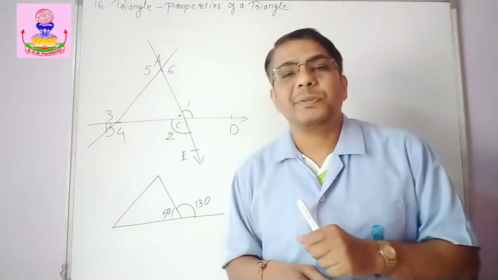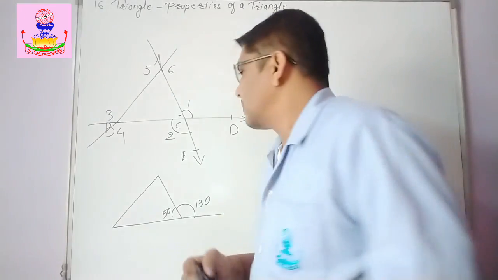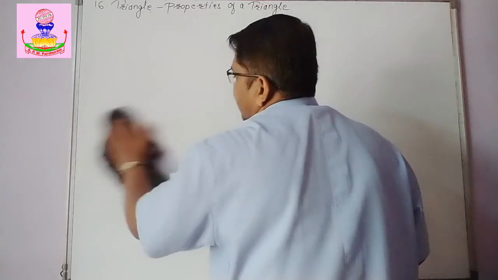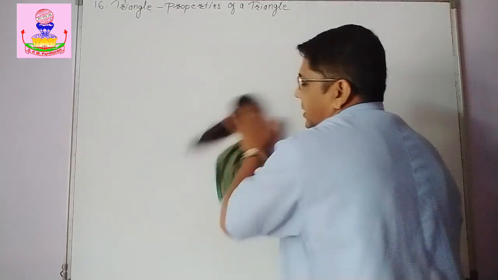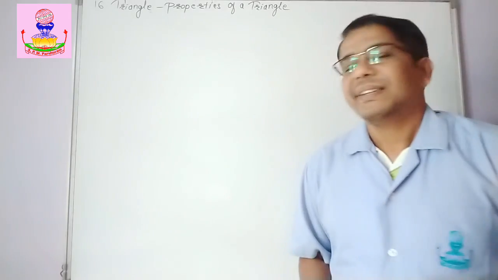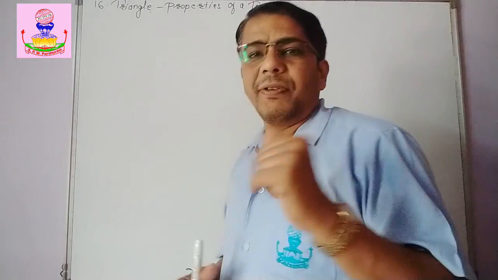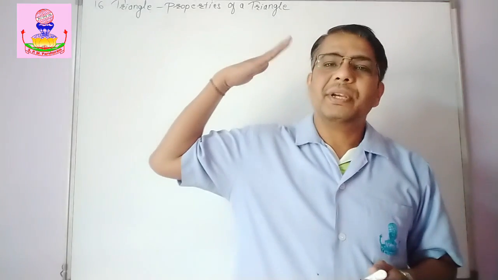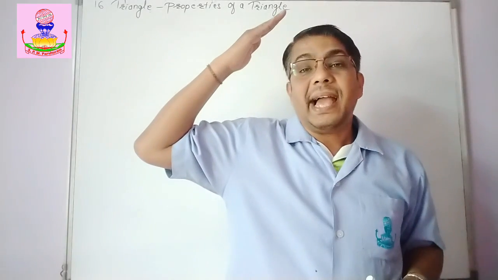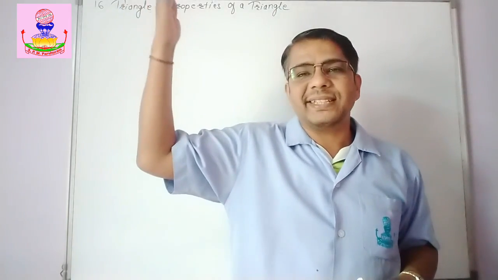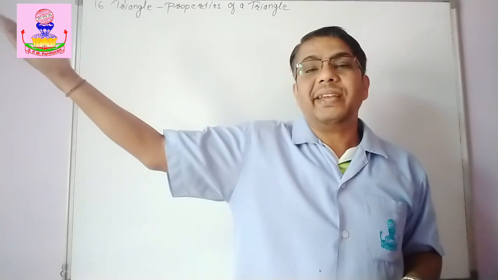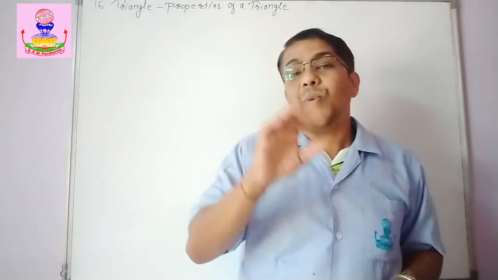Now, let's move to the next part of the topic. As I have said, the sum of the angles of a triangle is always 180 degrees. Now let us study types of triangles on the basis of angles. When the measure of the angle is less than 90 degrees, it is an acute angle. When the measure is exactly 90 degrees, it is a right angle. And when the measure is more than 90 degrees, it is an obtuse angle.